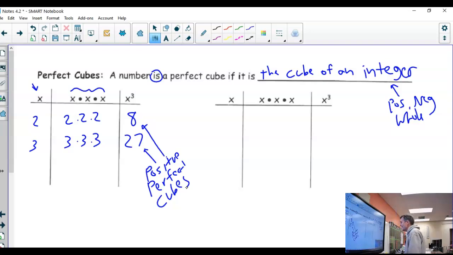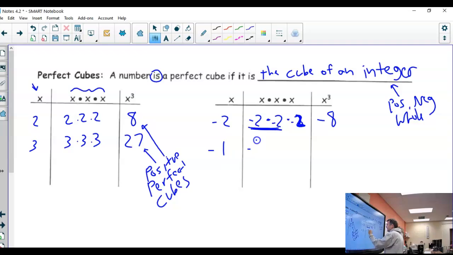But unlike squares, we could go negative. What if I had -2 as my x value? Well, then when I multiply by itself 3 times, -2 times -2 times -2, you know what you get? Let's see, those two give you +4, and then +4 times -2 is -8. Or what if I had -1? That'd be -1 times -1 times -1. Well, that is -1.